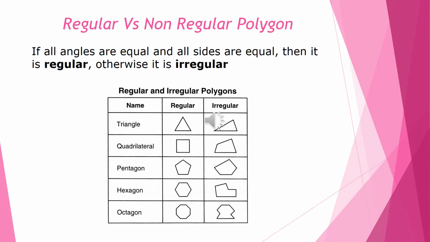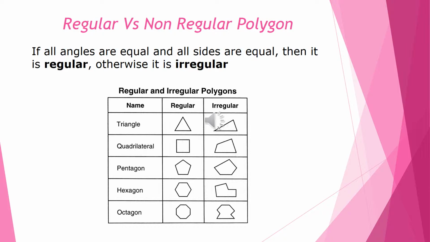Since we now know what a polygon is, let's see the comparison between regular and irregular polygons. So what is the dividing line? If all angles are equal and all sides are equal, then it is regular. Otherwise, it is irregular. The table below shows you the comparison between an irregular and a regular shape.